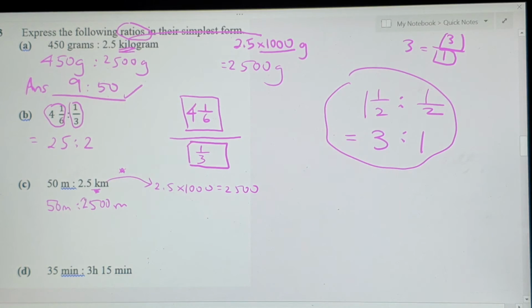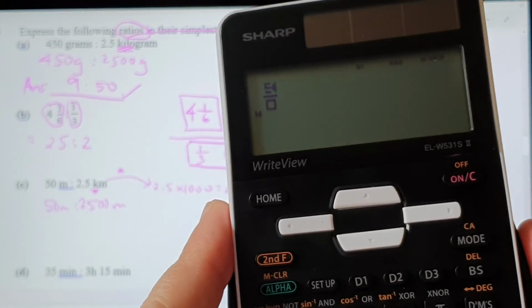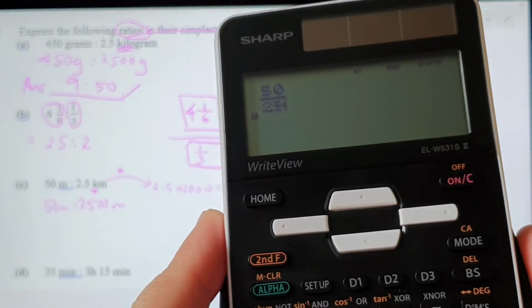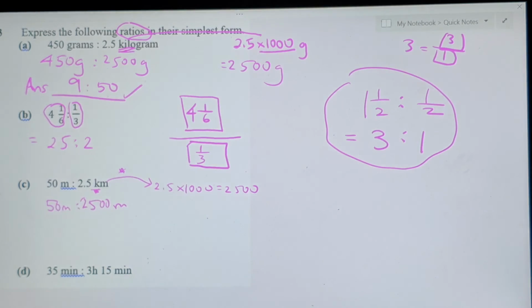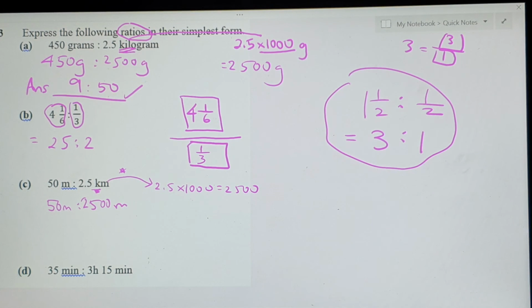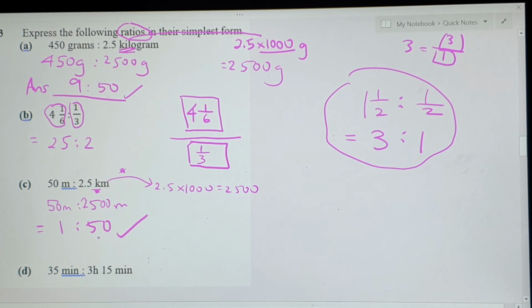2500. Then now you press your calculator. 50 over 2500. You will get 1 over 50. Don't write 1 over 50 here because they want ratio. So you write 1 is to 50. Can you write unit here? Cannot. Okay, ratio no units one, so that's it.